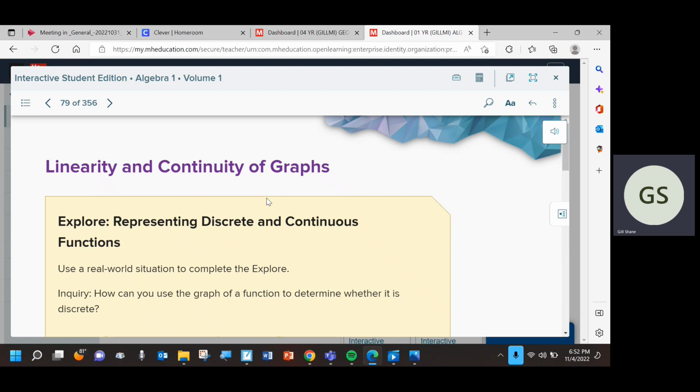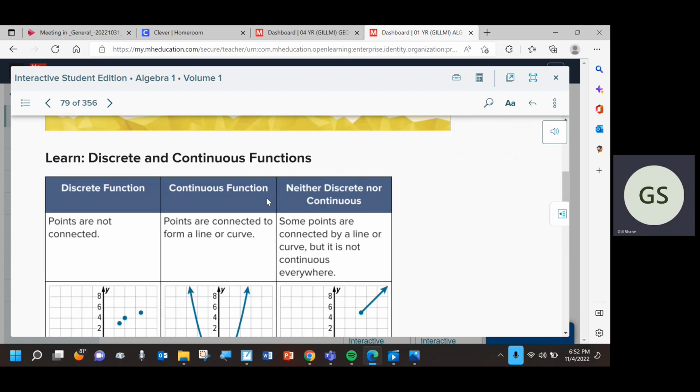So we're going to talk about what's called linearity and continuity, but I'm going to just call it continuous or discrete graphs, or data. Really, the data is on a graph, but we're still talking about data. We're always talking about data, X and Y values. So this is pretty much the whole lesson.